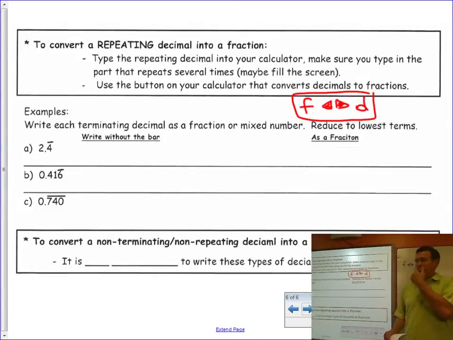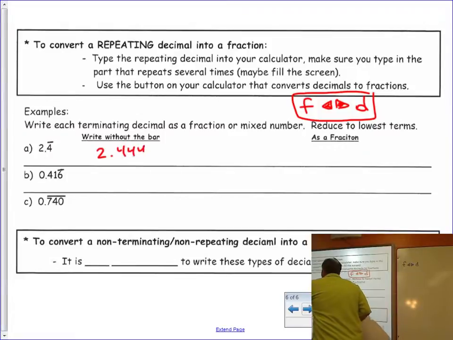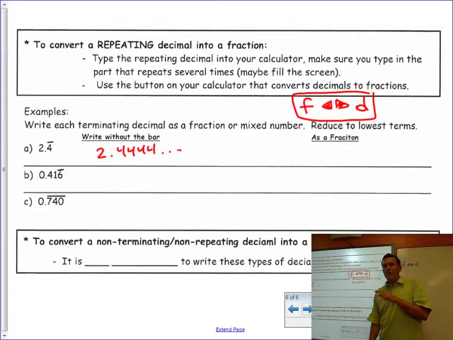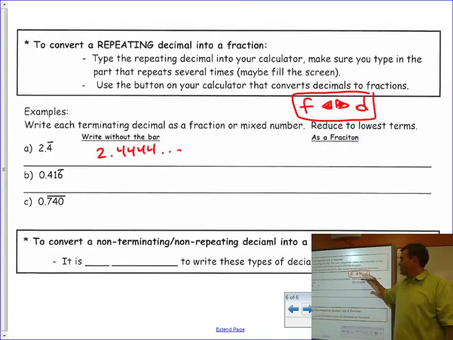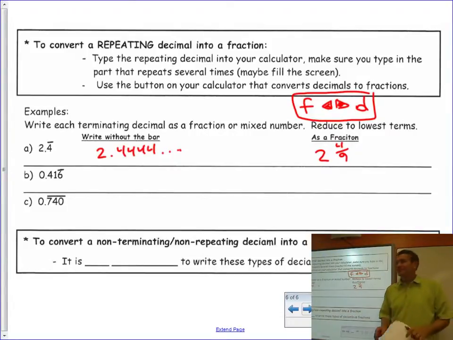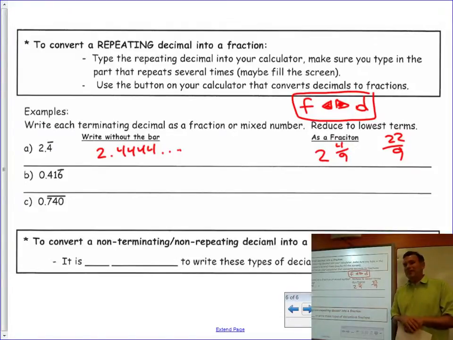2.4 repeating. Now in this case, I want you to write out the decimal as a repeating decimal before you actually go ahead and convert it into a fraction. I want to make sure you can go back and forth between decimals that have a bar and what that looks like as a repeating decimal. So this would be 2.4444 and so on, right? And when I type that into my calculator, 2.444444, and then I use the fraction to decimal button, I end up with 2 4/9. So there's your fraction. Maybe some calculators would not give you a mixed number. Maybe some would turn it into 22/9. We'll talk about that if we need to.